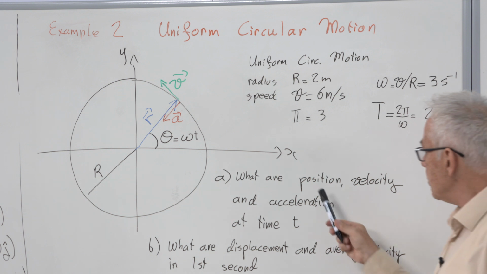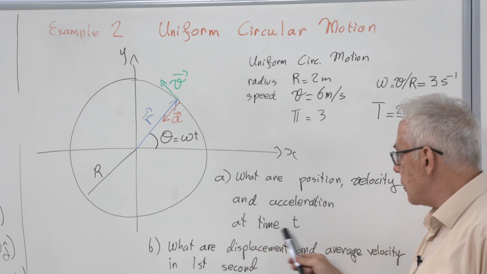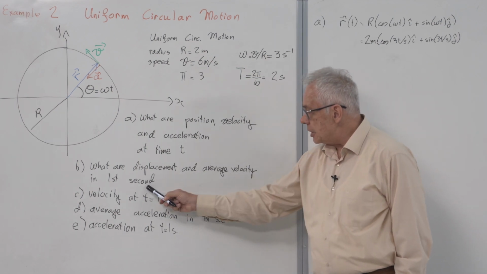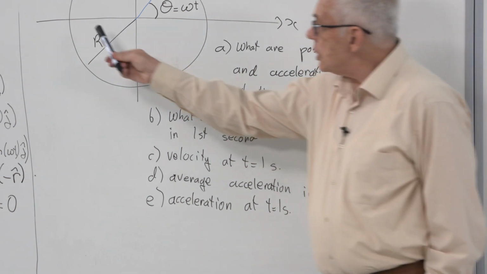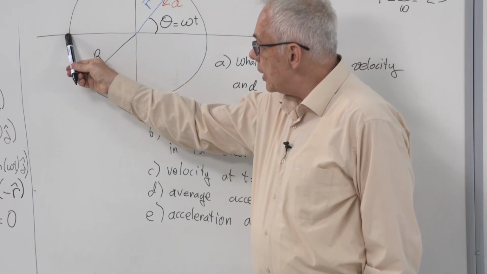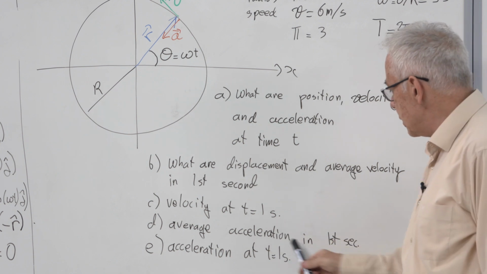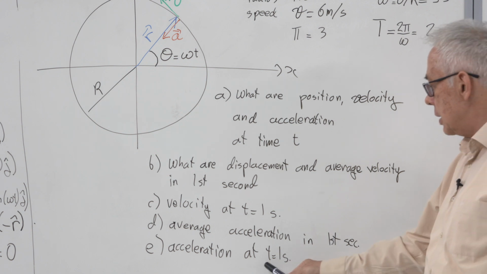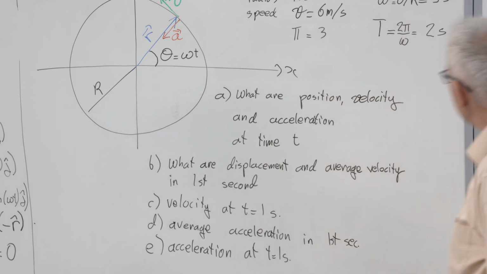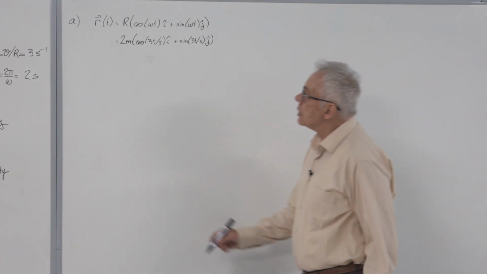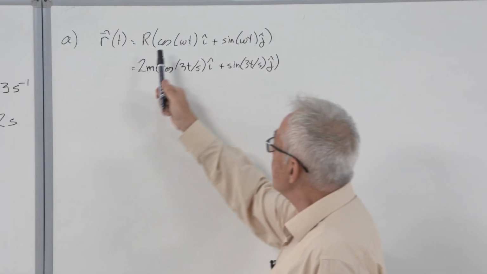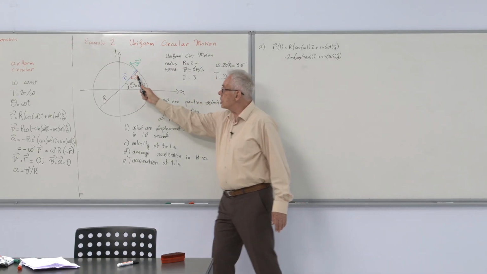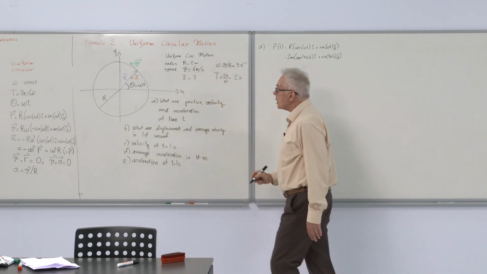And we are asked to find position, velocity, and acceleration as functions of time. Displacement and average velocity in the first second. Velocity at t equals 1 second, and average acceleration in the first second, and acceleration at t equals 1 second. The position at a given time is given by r cosine theta in the x direction and sine theta in the y direction.